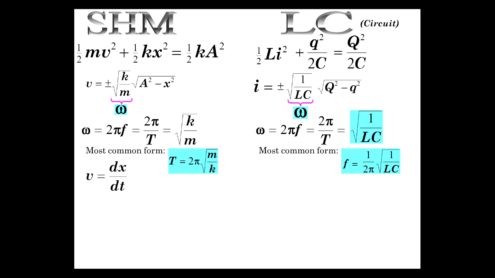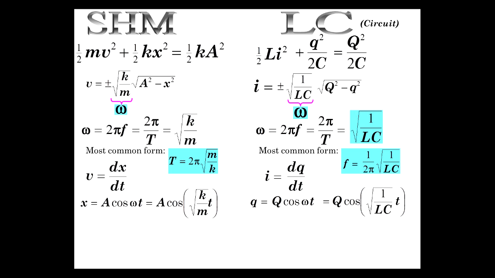Now, velocity is the derivative of position. Current is the derivative of charge. So, for SHM, x we can write as a cosine omega t, which is a cosine of omega, the square root of k over m, t. For an LC circuit, q, the analogous quantity, is equal to big Q cosine omega t, which is big Q cosine of omega, the square root of 1 over LC, t. Then v, the derivative, is minus omega a sine omega t, where omega a is the maximum speed. In like manner, the current is minus omega q sine omega t, where omega q is the maximum flow of charge, which is the current.